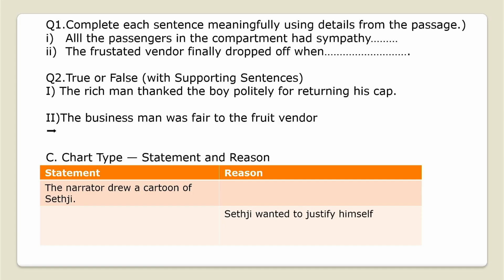All the passengers in the compartment had sympathy for the fruit vendor. Next, the frustrated vendor finally dropped off when. So the answer will be when the train had passed the whole length of the platform. The frustrated vendor finally dropped off when the train had passed the whole length of the platform. So these are completion type questions.